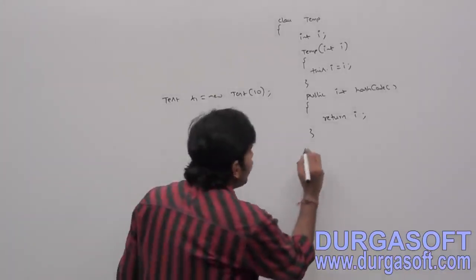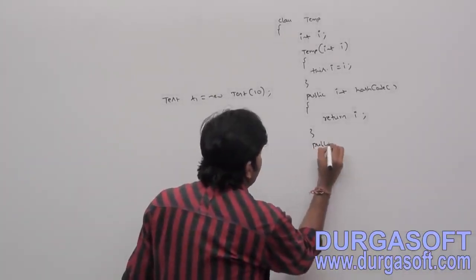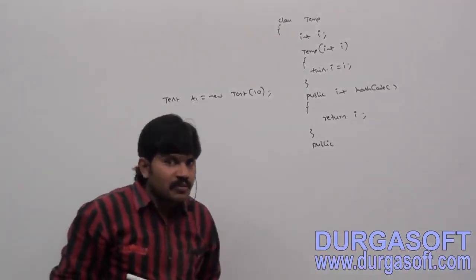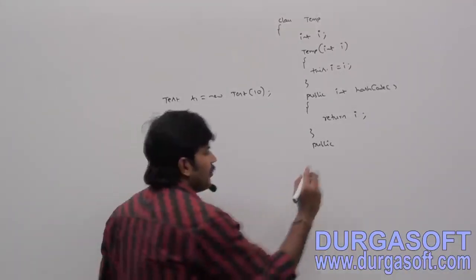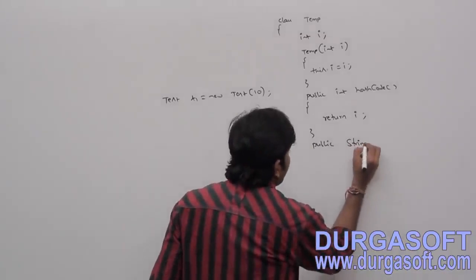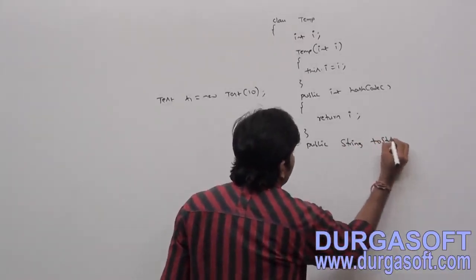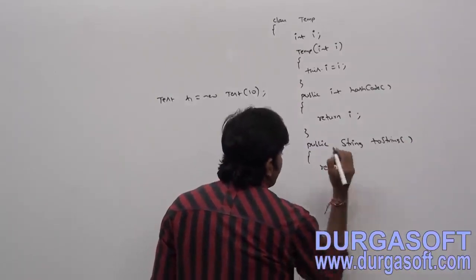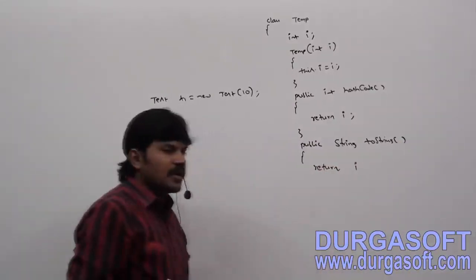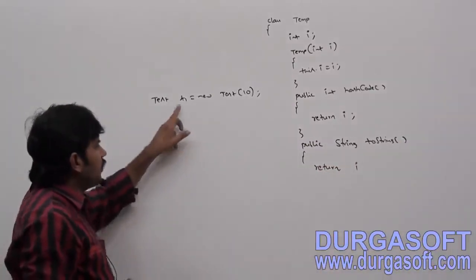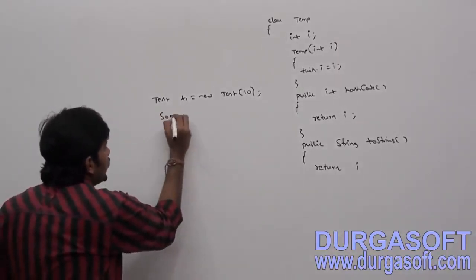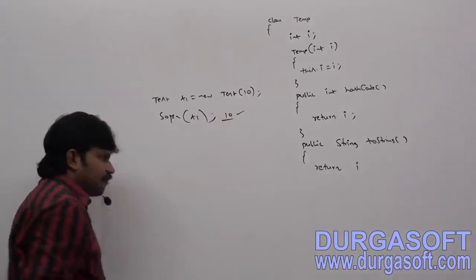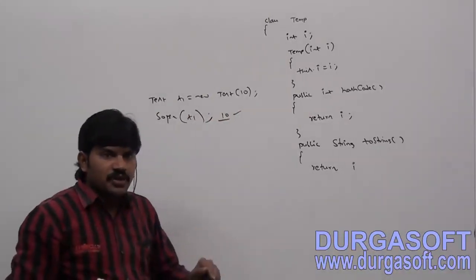Next, whenever I try to print a Temp object, internally which method will be called? The toString method will be called: public String toString(), return the i value. Sir, can you please print i as it is? If I print System.out.println of t1, what answer I am expecting is its i value, which is nothing but 10. So I have to override the toString method.